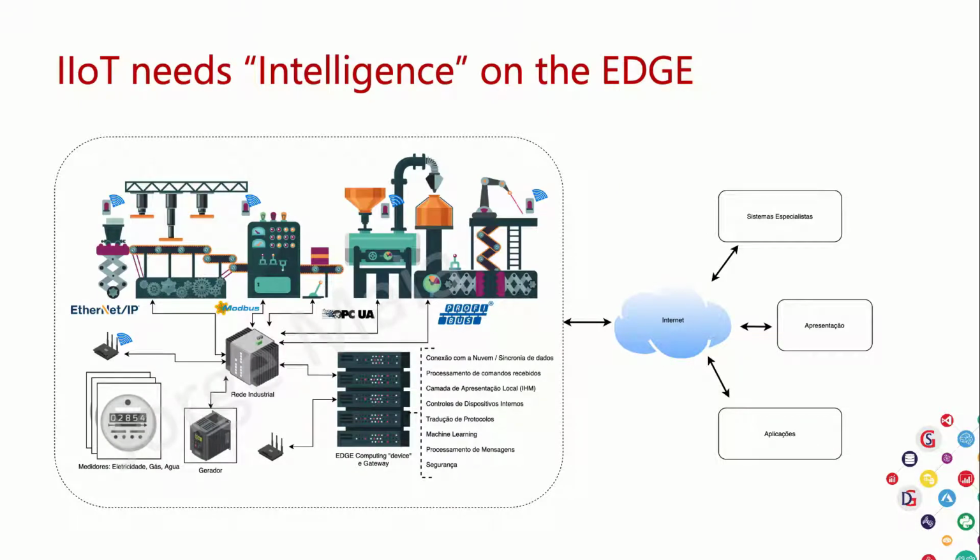We can't talk about industrial without the edge. So we have OPC UA, which is important, and now we need the edge. The idea of edge computing is a distributed IT architecture in which data is processed as close as it needs to be. So we are talking about processing data at the source, on the edge.